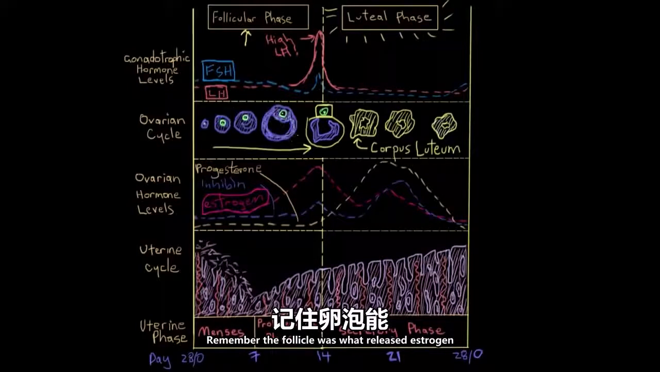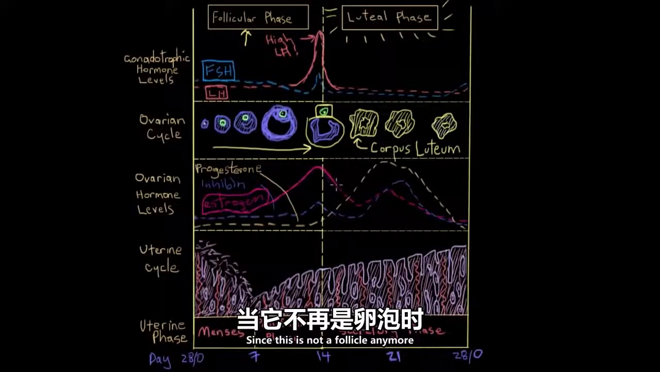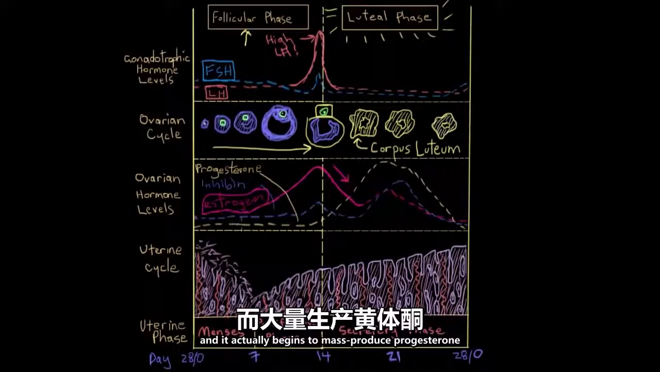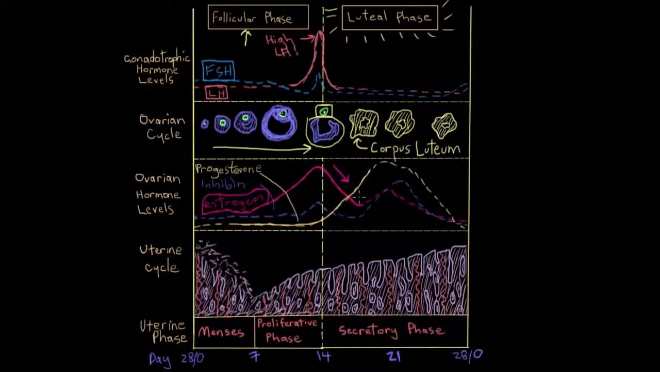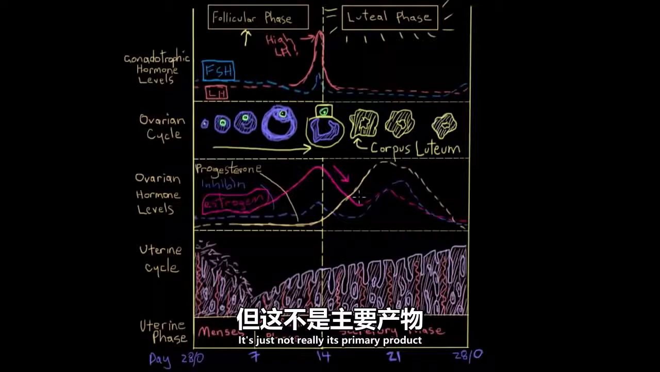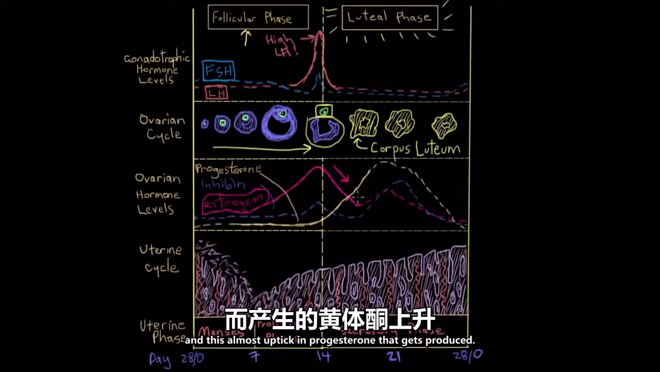And so remember the follicle was what released estrogen from its granulosa cells. And since this is not a follicle anymore, it greatly reduces the amount of estrogen it makes, and it actually begins to mass produce progesterone. So just to clarify though, it still does make some estrogen, it's just not really its primary product. Progesterone is. And so that's why you see this dip in estrogen here and this uptick in progesterone that gets produced.